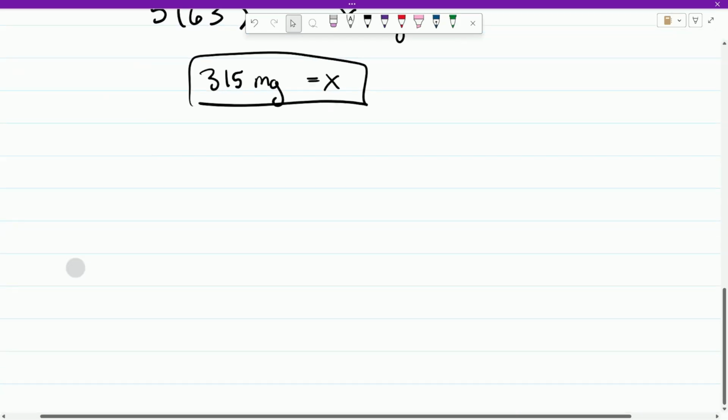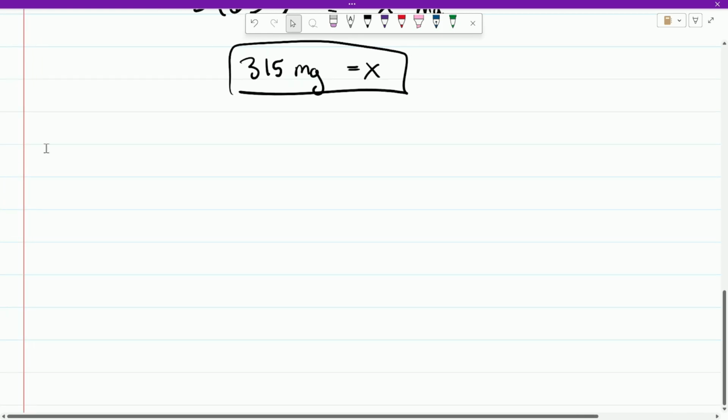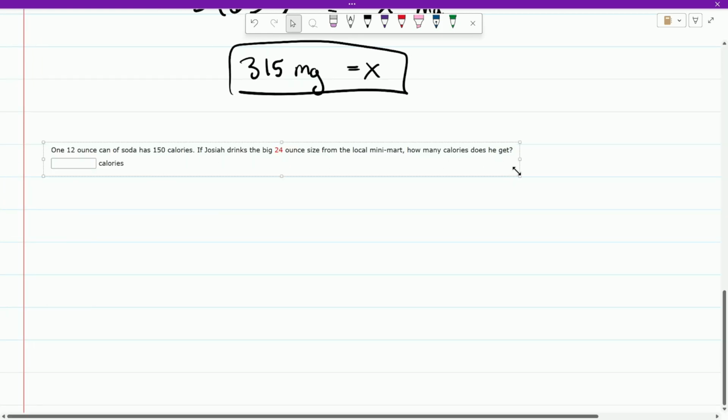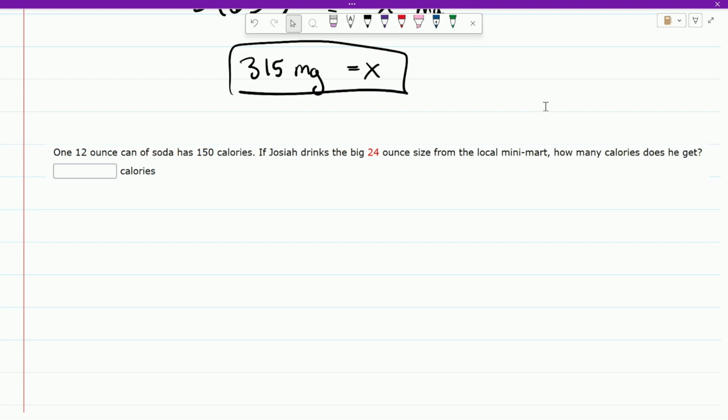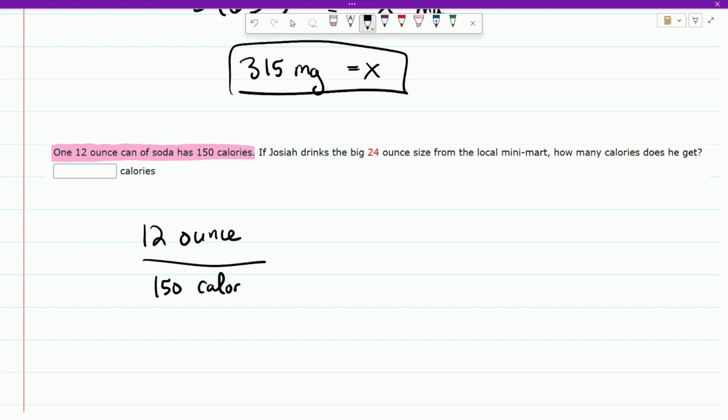All right, let's do question 3 now. Question 3 is another straightforward one. So one 12-ounce can of soda has 150 calories. Right there's our ratio. So if we want to, we can immediately just go 12-ounce can, so 12 ounce over 150 calories. We already know what this ratio over here is going to look like as well. They got to be the same because you have an equal sign.